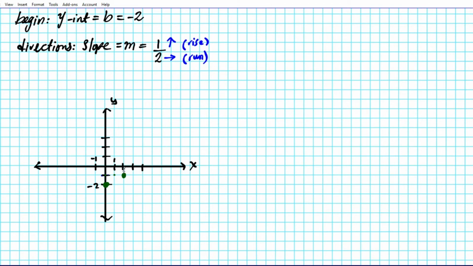We can do it again. Rise 1 and run 1, 2. Takes you to the point. Or we can go back, fall 1 and back up 1, 2. Takes us to another collinear point. All these points are points on the linear function y equals 1/2 x minus 2.